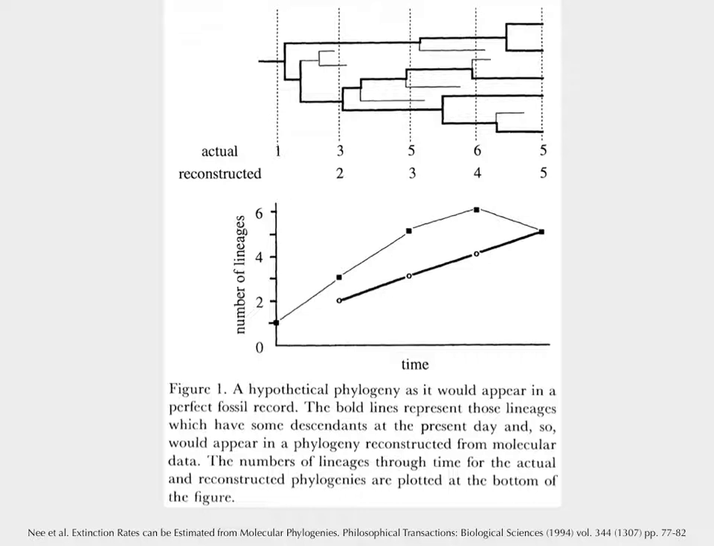Okay. The problem is, we don't see all of them. There are three species here. Because we live out here, it's the present. Okay. We typically only see those lineages that persisted to the present. And so we see this much lower curve here, okay, which converges at the present. But through here, it fits more. We miss all the ones that go extinct.